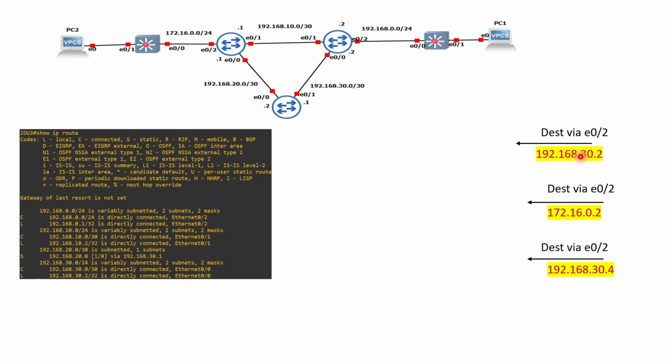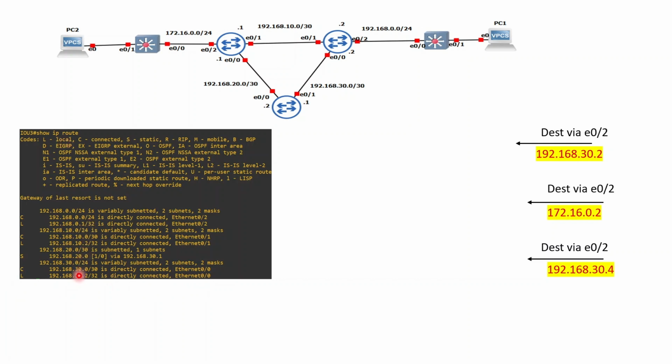After seeing the destination IP address, it is going to look in its routing table. Do I have this address in my routing table? And once we look, yes, this address 192.168.30.2 is here in the routing table of our router, and it is here as 192.168.30.2/32. It is directly connected via Ethernet 0/0, and it was learned by L, which means local.